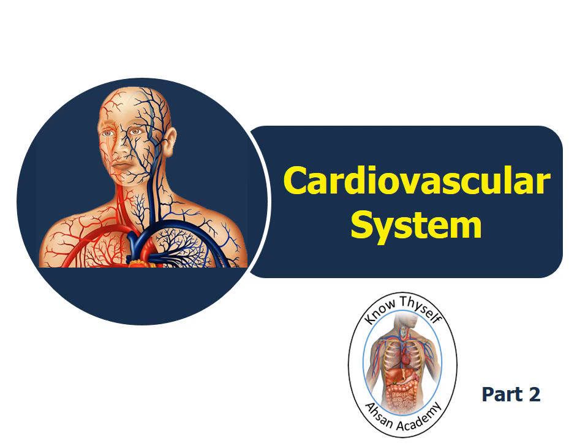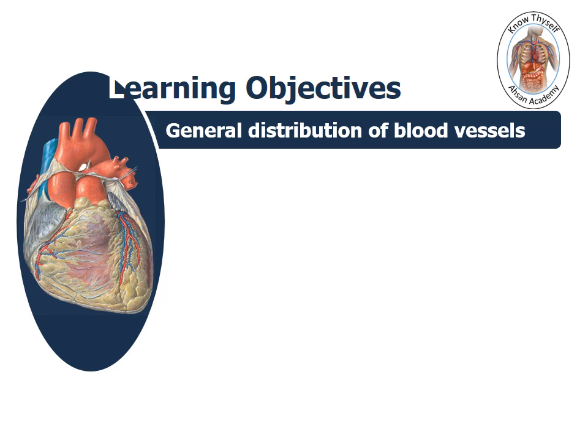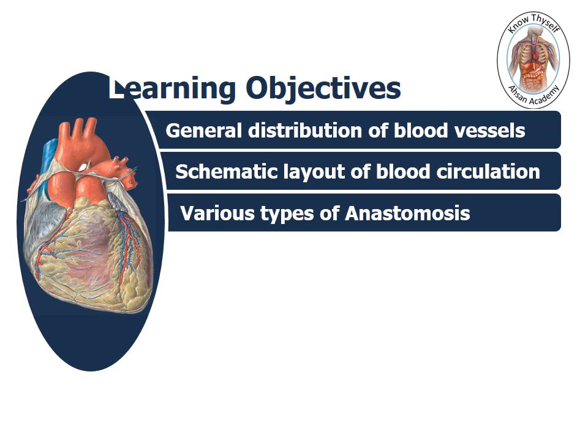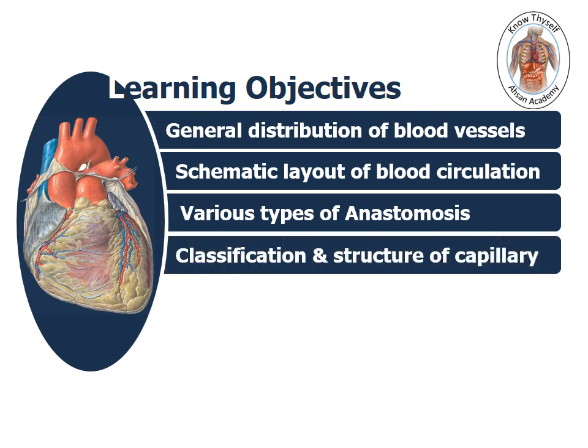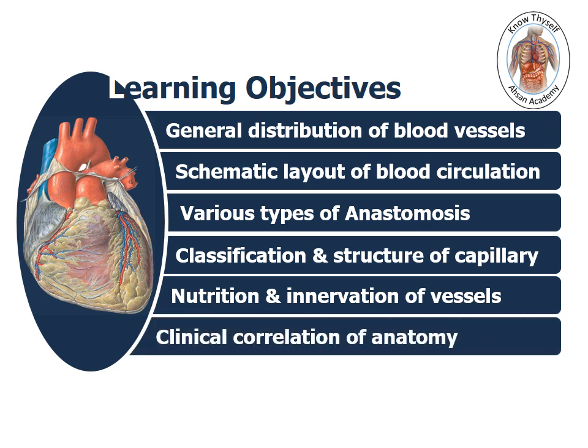It is a presentation covering the general aspects of the cardiovascular system, and this is the second part of the presentation. In this presentation, I'll discuss the following aspects: general distribution of the blood vessels, schematic layout of the blood circulation, various types of anastomosis and their classification, as well as structure of capillaries, nutrition and innervation of the blood vessels, and at all stages I will try to correlate.